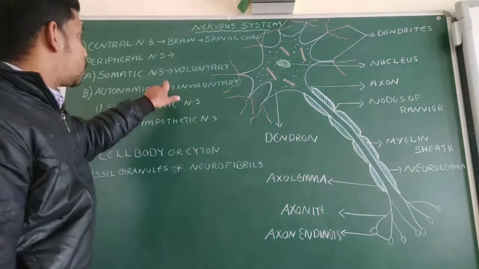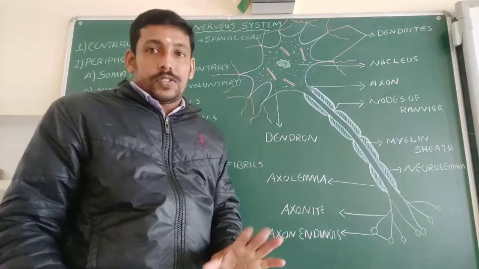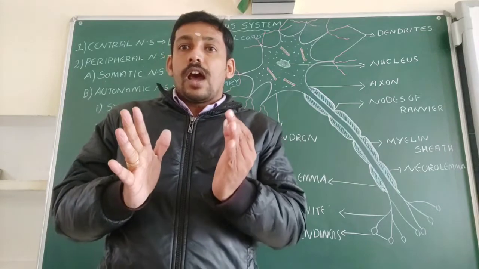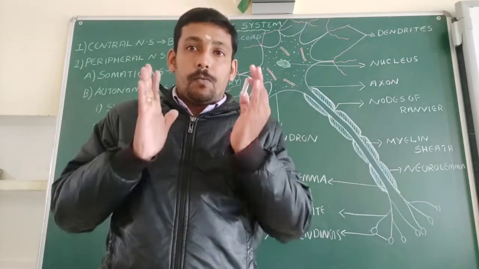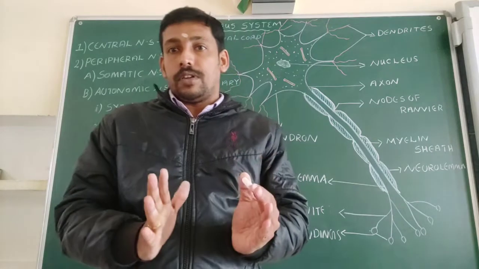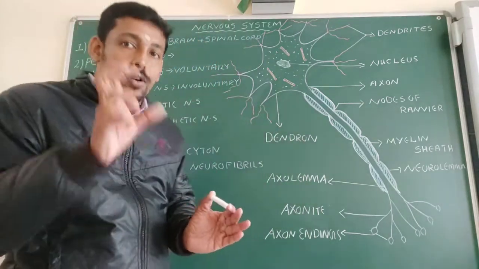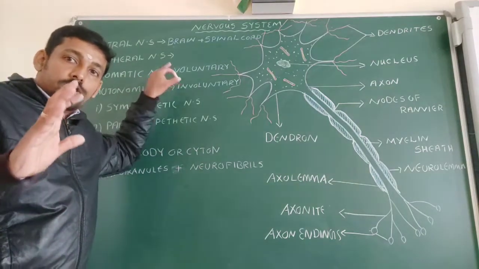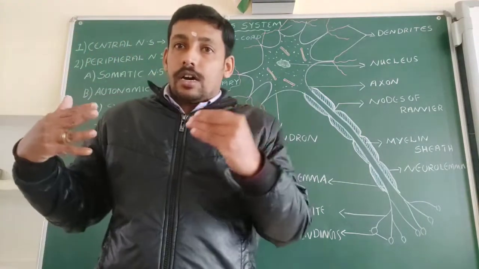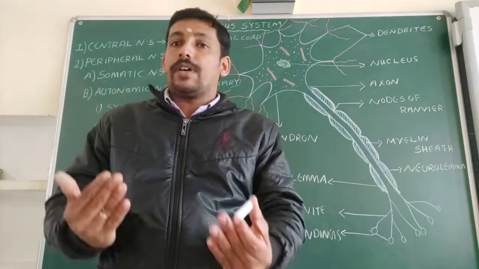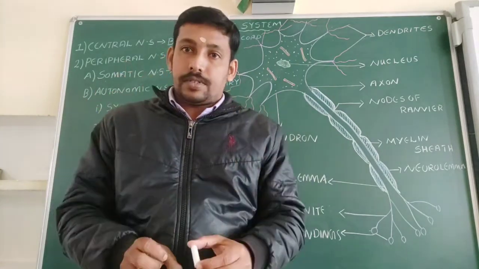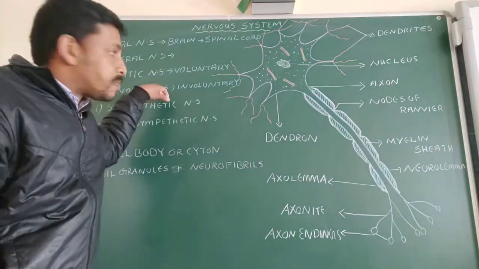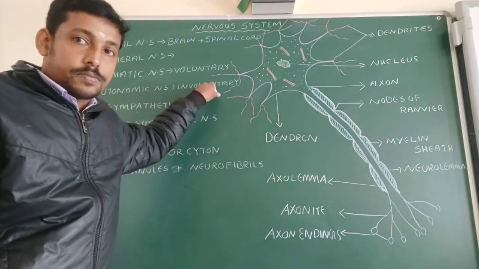Somatic nervous system means it will control all the voluntary activities, that means those activities which are under our control, under our will. All these voluntary activities are controlled by the somatic nervous system. All the internal organs are connected with so many nerves, and we do not have control on that kind of nerves. These are controlled by the autonomic nervous system, that is involuntary activities.